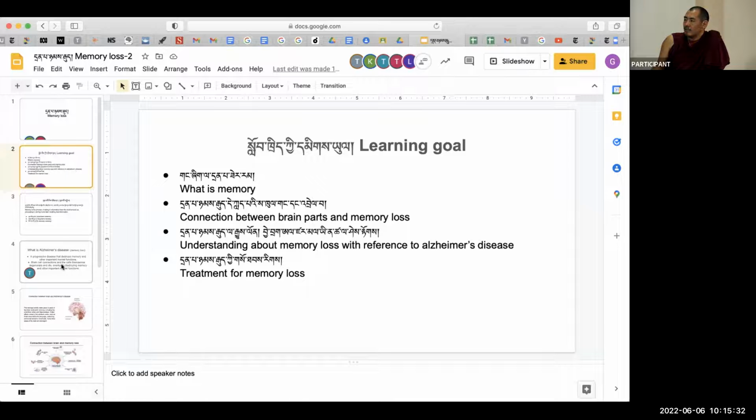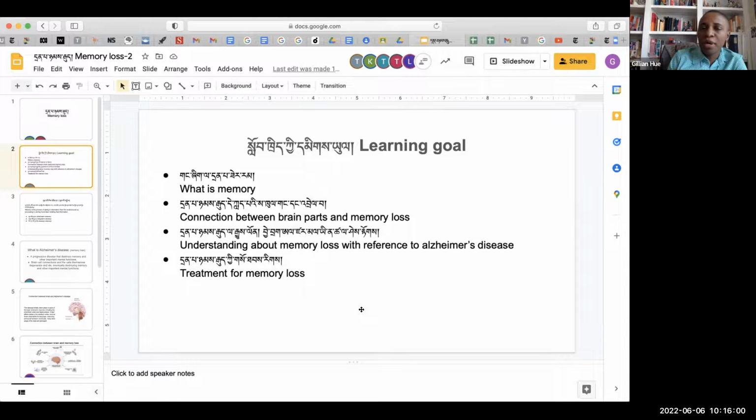And then they also want to actually talk a little bit on the treatments of memory loss, and not only from the scientific or the Western clinical aspect, but also from the Buddhist and also Tibetan herbal medicine approach. So this is very important. Thank you. This is a very good outline. And I think a very important part of it is including how it applies to the Buddhist context. So that's a very important part.